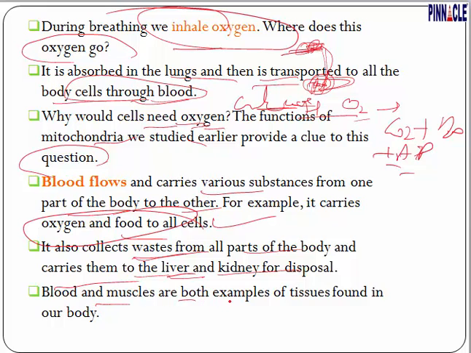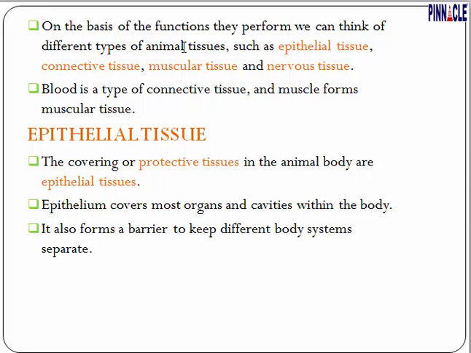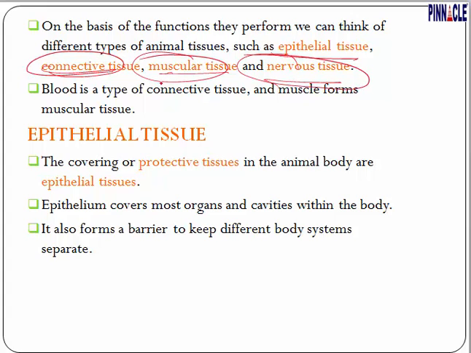Blood and muscle are both examples of tissue found in our bodies. On the basis of the function they perform, we can think of different types of animal tissue such as epithelium tissue, connective tissue, muscular tissue, nervous tissue. All these are tissues we will study. Blood is also a connective tissue, and muscle forms muscular tissue. So these are the examples, and these are the types we will study.